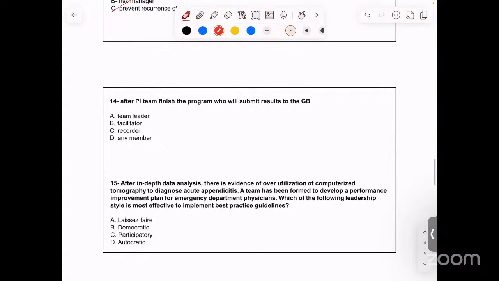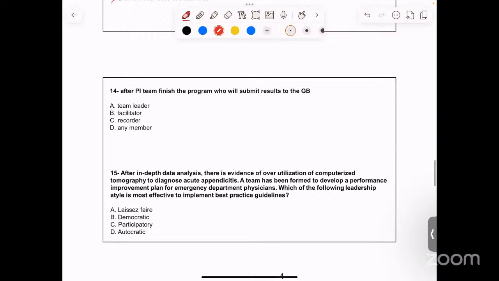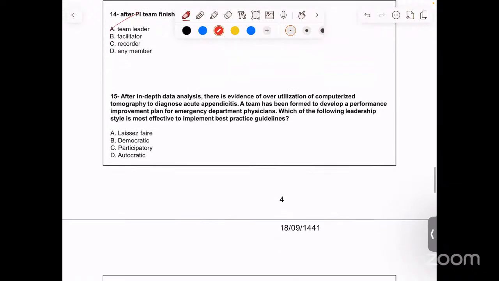Okay, 14. After the project improvement team finishes the program, who will submit results to the governing body? A, team leader. B, facilitator. C, recorder. D, any member. Meaning who submits the final report to the governing body after a performance improvement project? Yes, it is the team leader.